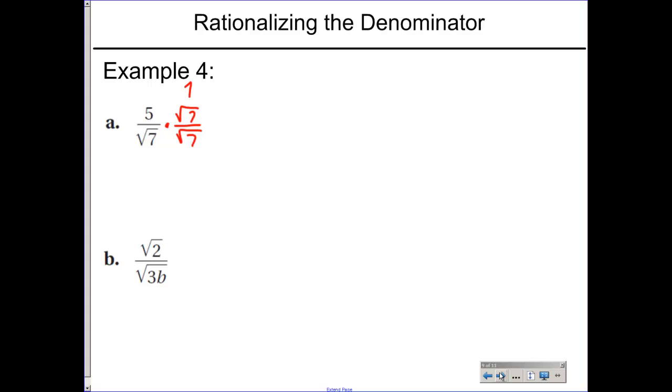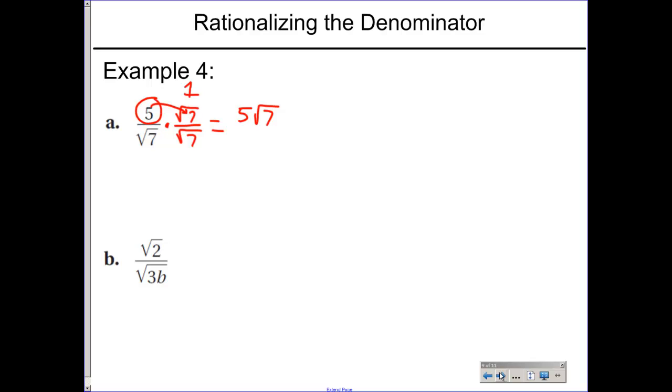Now remember, that is equal to 1, which means I'm not really changing the value of the number because I'm multiplying it by something that is equal to 1. So if I multiply across, I get a 5 times the square root of 7. Now do not take this 5 and try to multiply it with the 7 inside.